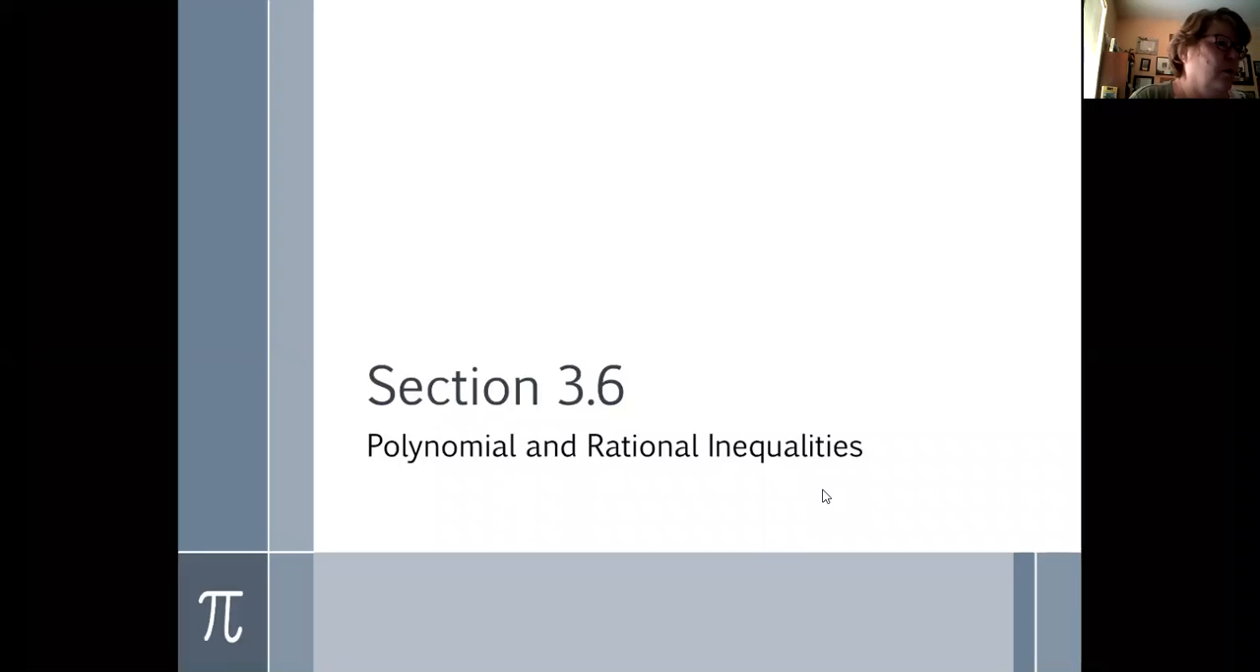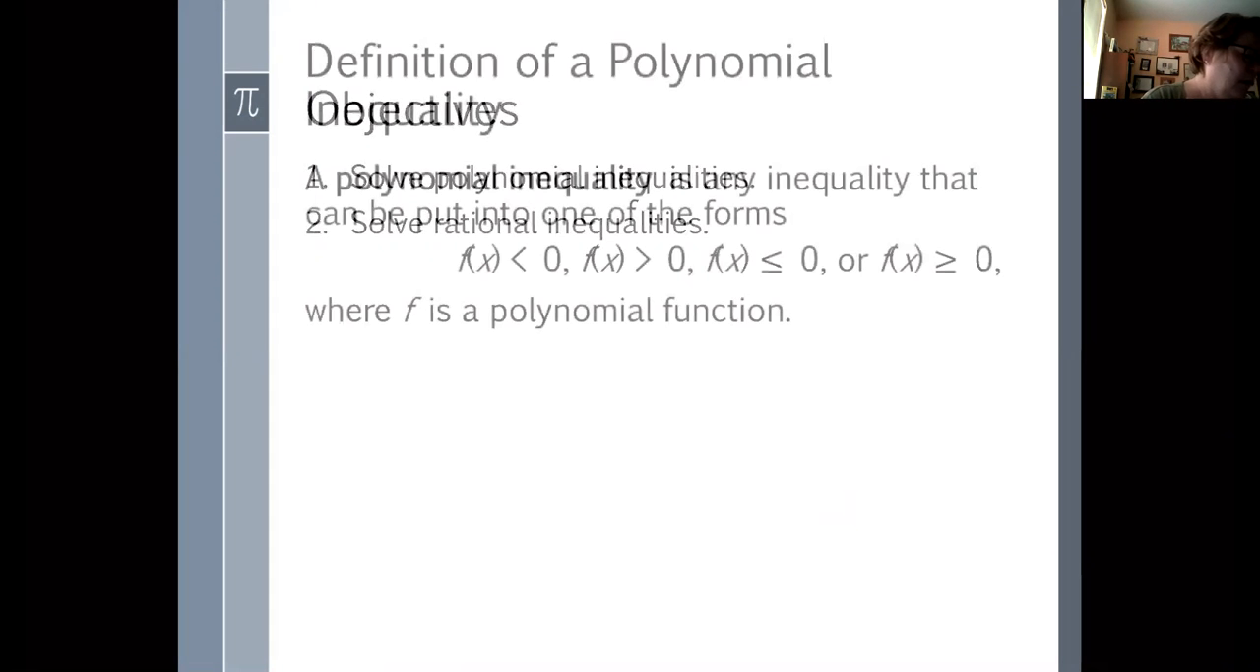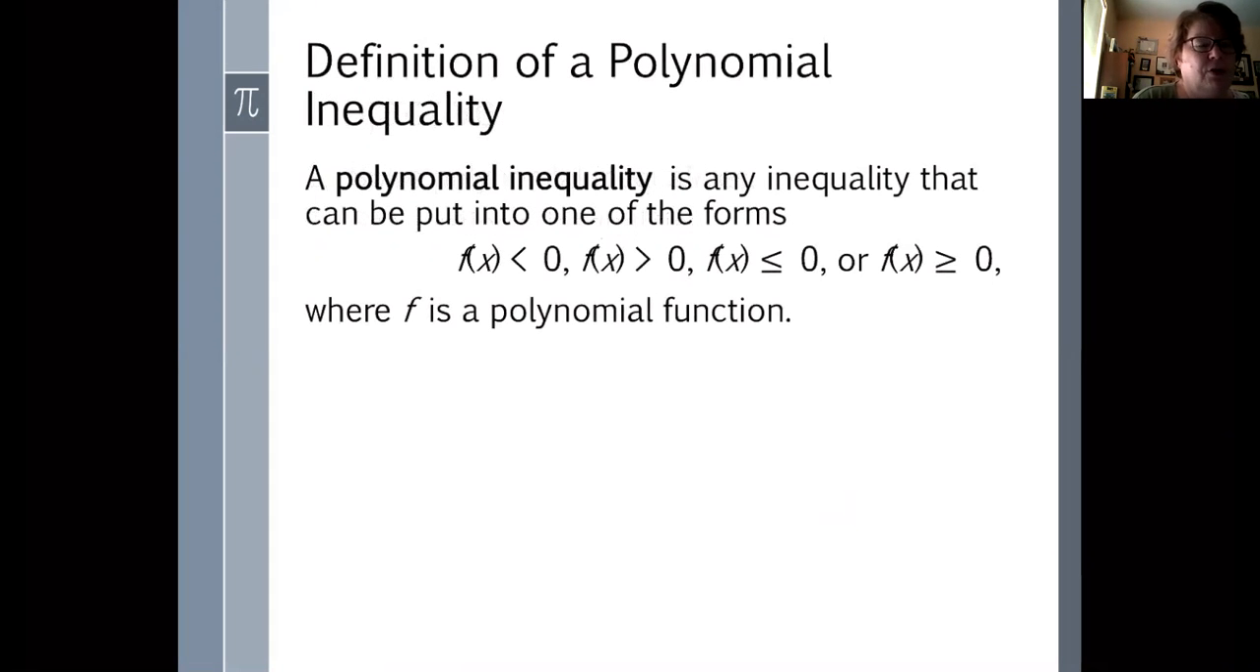In this section, we're going to be looking at polynomial and rational inequalities. So we're going to solve polynomial inequalities, and we are going to solve rational inequalities. First, what's the definition of a polynomial inequality?